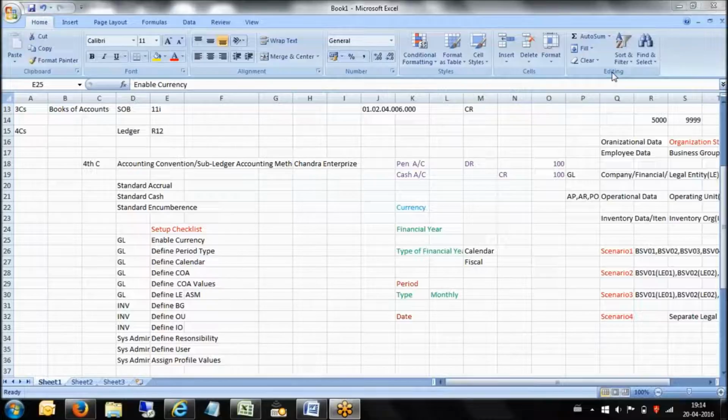Then I'm just logging on to the application. Wait for a moment. Quickly we can do it, and these are very small things which we can quickly define in the application.